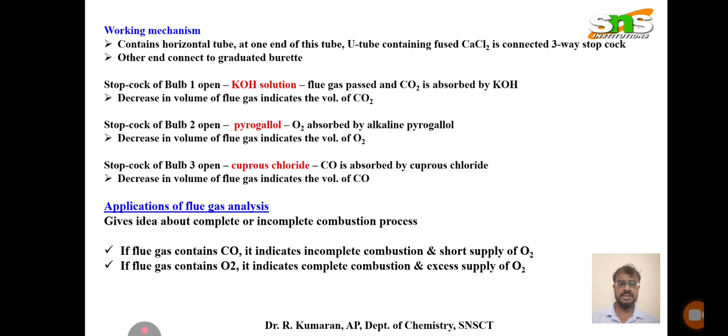Application of flue gas analysis. It gives an idea about a complete or incomplete combustion process. If the flue gas contains CO, it indicates incomplete combustion. If it is oxygen, it indicates complete combustion, and an excess supply of oxygen is there.